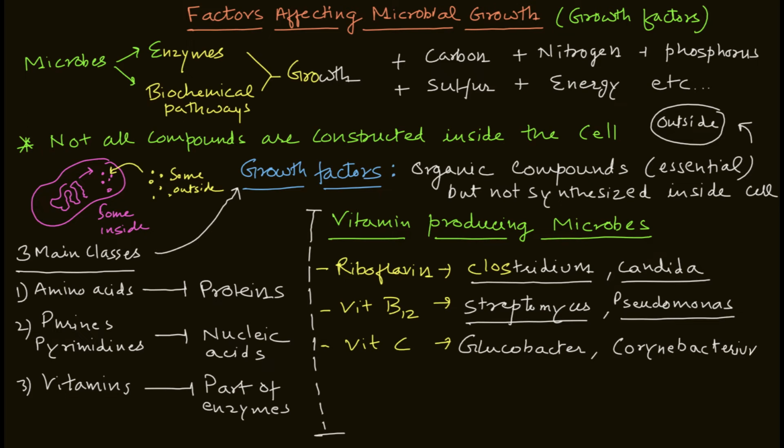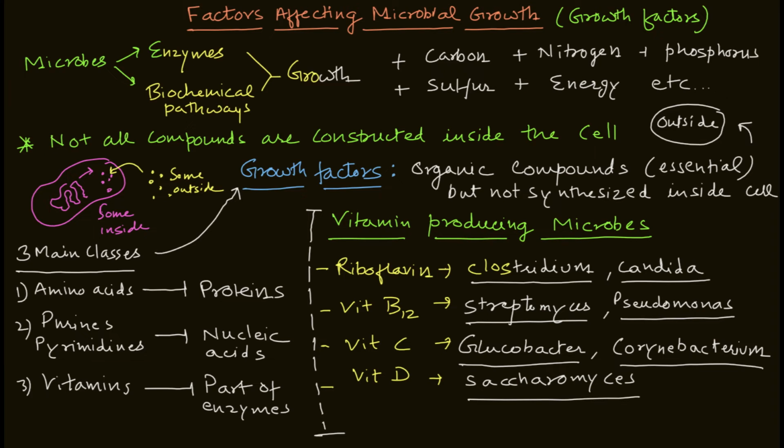Now, next vitamin, which is vitamin D. This vitamin is important and it is produced by genus Saccharomyces. So I just confused myself with vitamin B12 and vitamin D. So you need to remember that. Vitamin D is being produced by Saccharomyces.